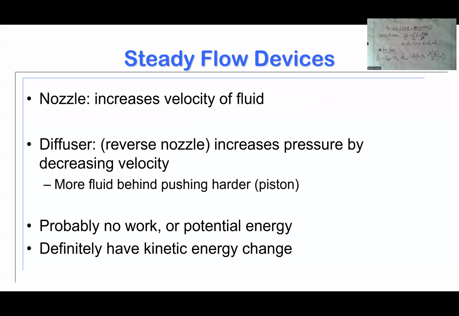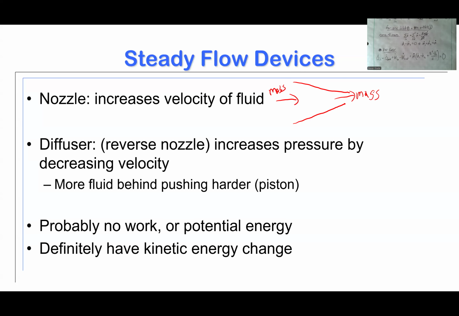All right, so we're going to introduce them in chapter 5, and we'll continue to experience them. Two devices that are very closely related. One is the idea of a nozzle. If I draw the cross section of the nozzle, that's something that is tapering, where I've got mass coming in and mass going out.